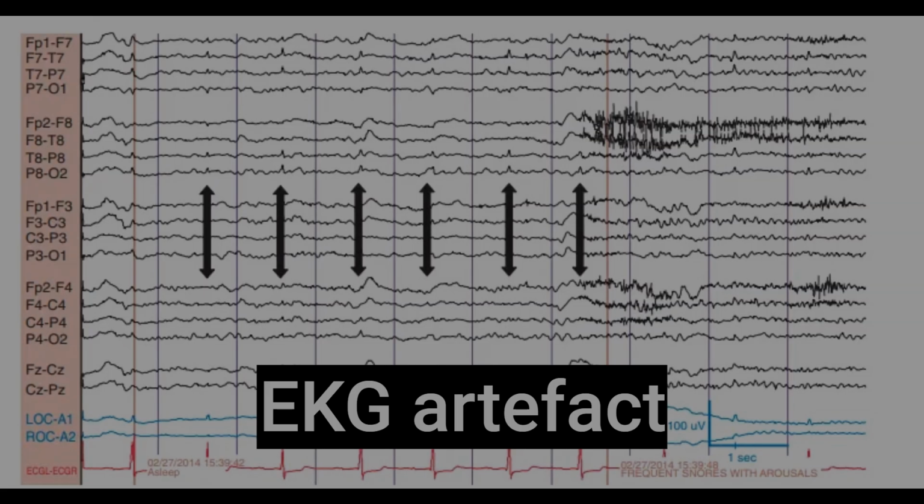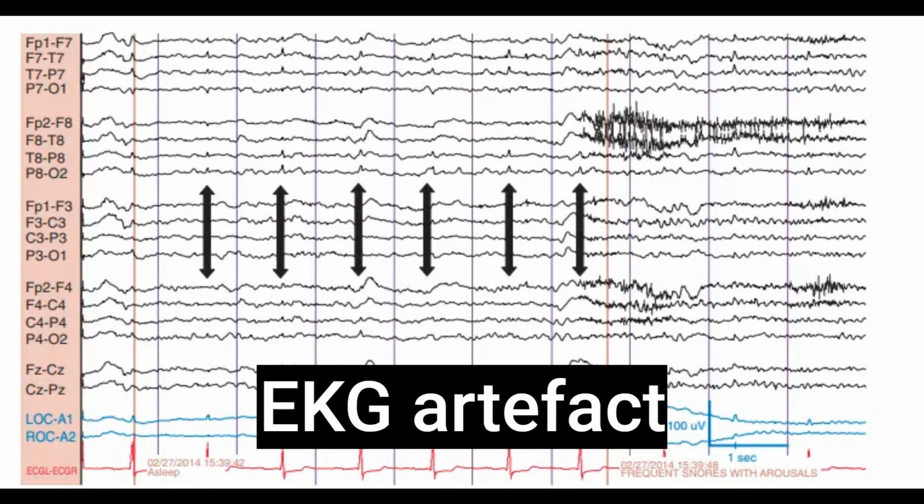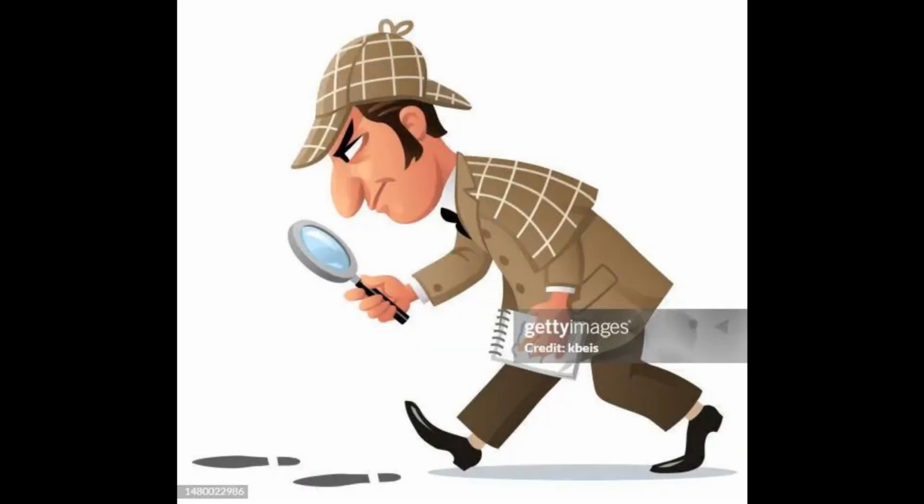Wow, that's wild. And then ECG artifact can actually look a lot like some brainwave abnormalities. Really? Yeah, it can be tricky. So how do you tell the difference? That's where the expertise of the EEG interpreter comes in. They're trained to recognize these subtle features. You really have to know what you're doing. It's like being a detective, looking for clues and piecing together the puzzle of what's happening in the brain.